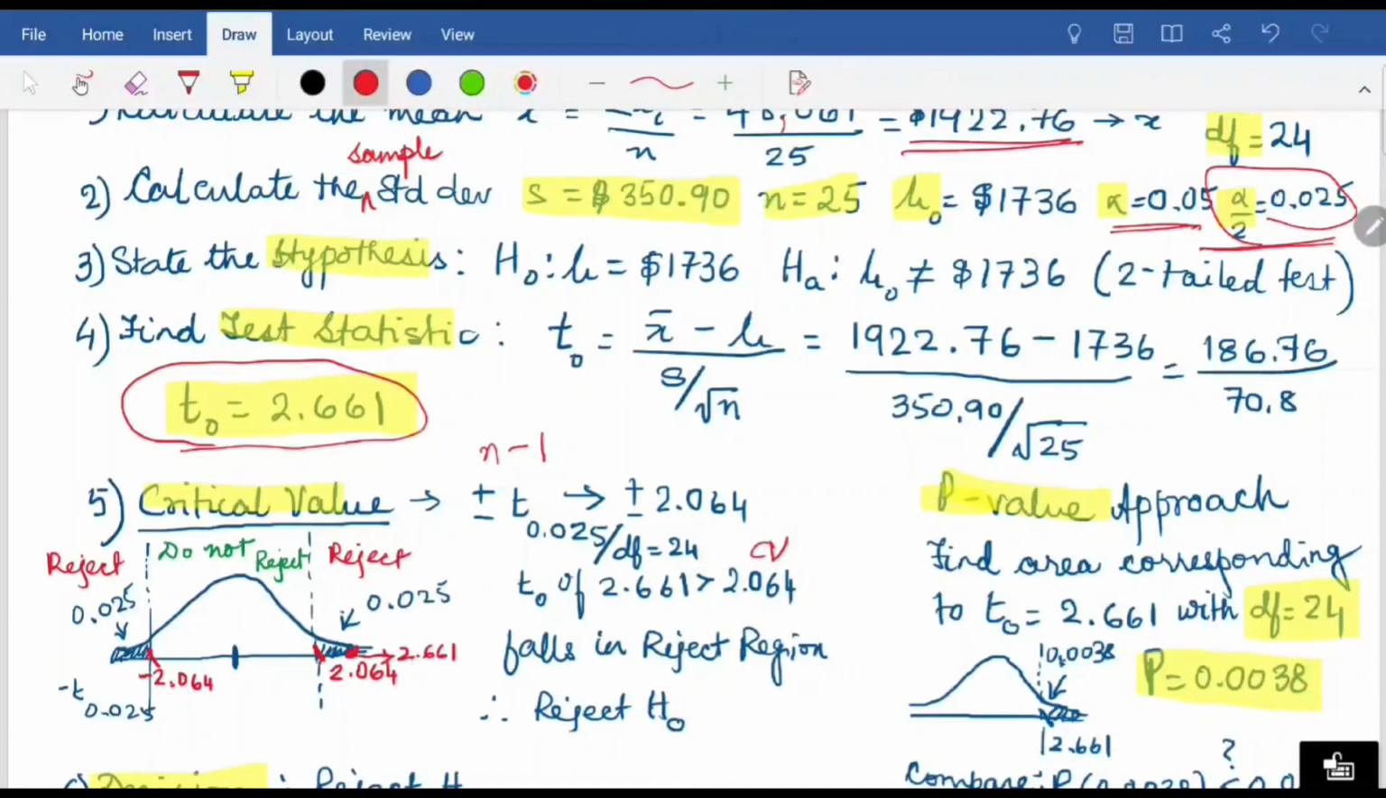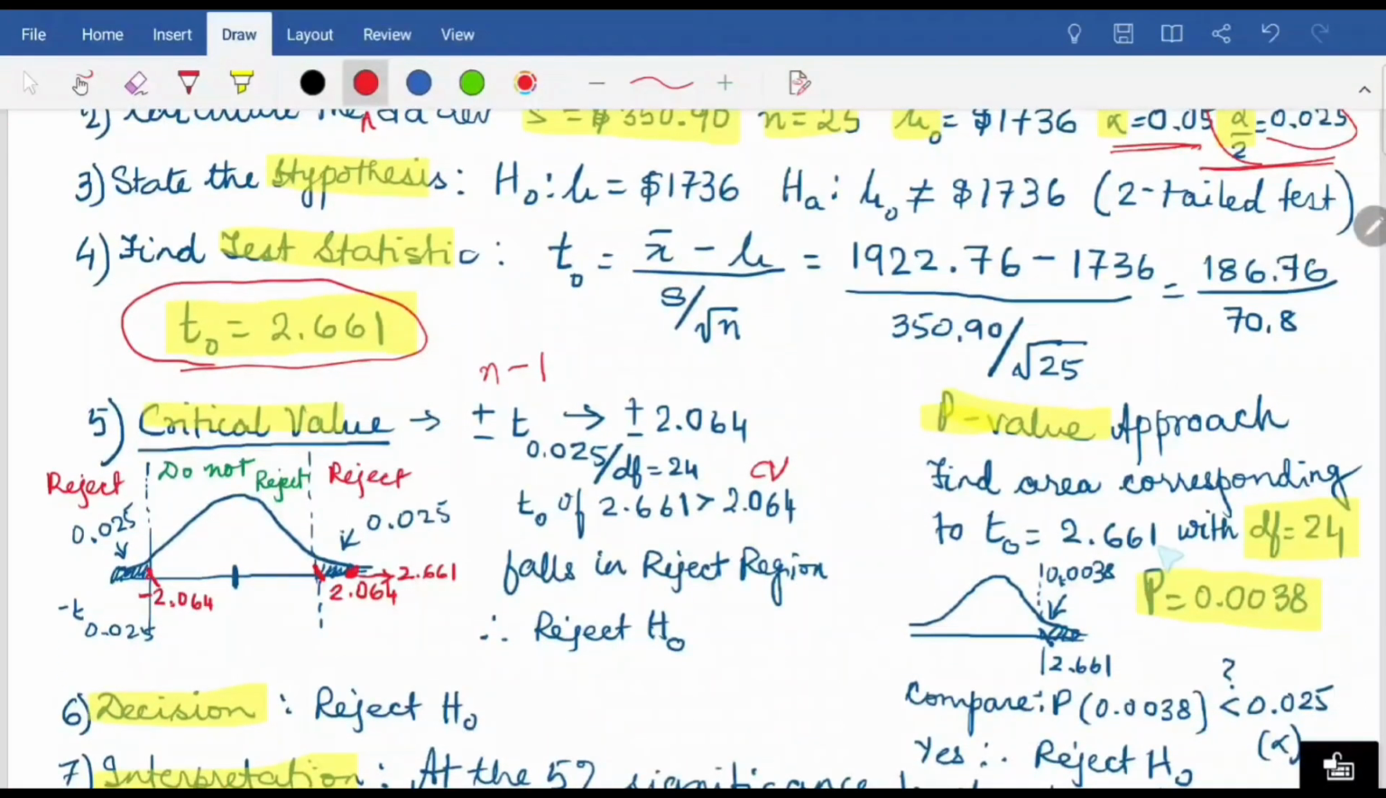All right. Now for the p-value approach, we bring our test statistic. We always start with the test statistic in the p-value approach. There's no do not reject regions in the p-value approach. All we do is bring our test statistic with DF of 24, and we look up our table to find the area to the right of 2.661. All right. So draw your diagram on the test. Please draw your diagram. Show where 2.661 would fall on that diagram.